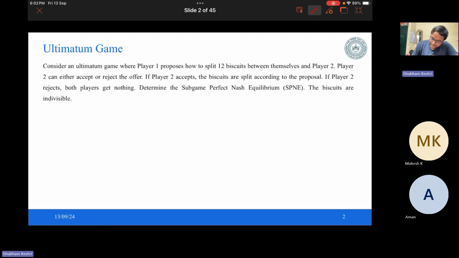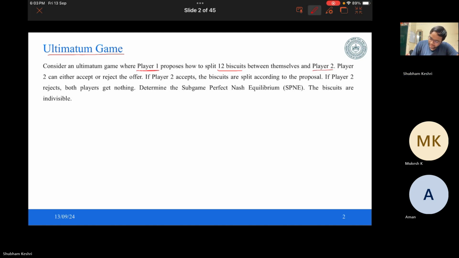Okay. So we'll start from a very basic game, the Ultimatum game. We have done this game previously, but the concepts which we will discuss this week require the idea of this game. This game is a one-stage game. In this Ultimatum game, we have two players, player 1 and player 2, and this is a discrete version of this game. They have 12 biscuits and they want to divide these biscuits between themselves.